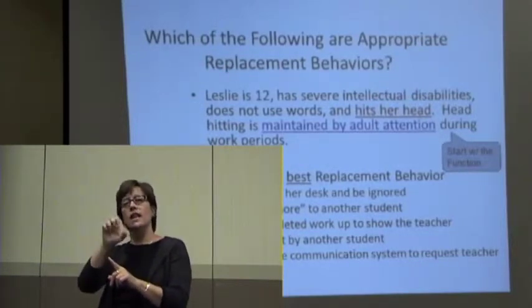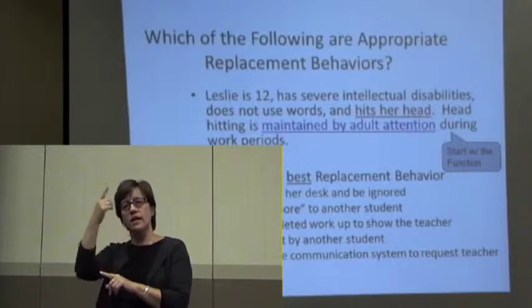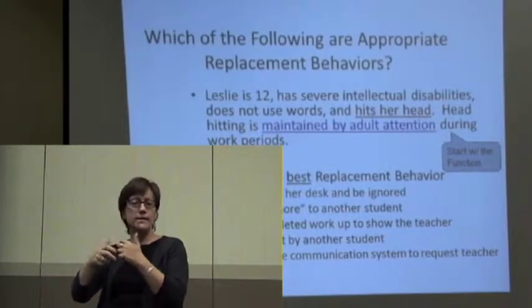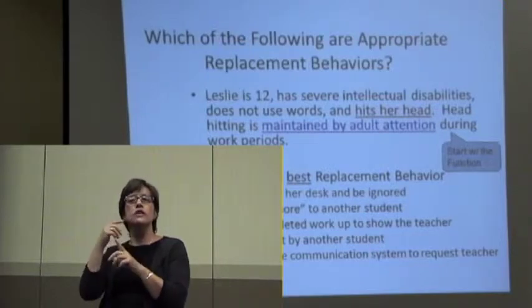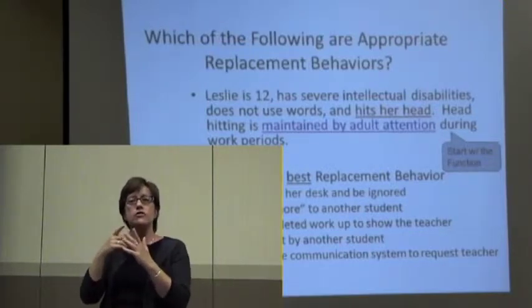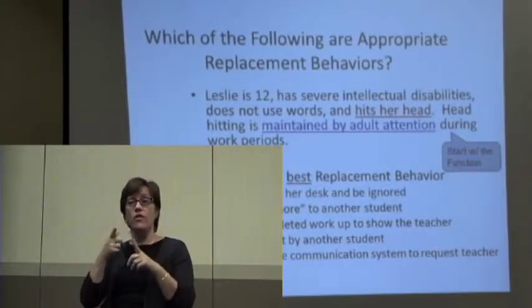Leslie's 12. She has severe intellectual disabilities, does not use words, and hits her head. Head hitting is maintained by adult attention. That's what the FBA tells us, okay, during work periods. So, of course, the function is going to guide us in this process. So I want you to help me choose the best replacement behavior, okay? So hide under the desk and be ignored. Should I teach her how to do that? No, why not? Because the function is adult attention, and hiding under the desk doesn't immediately get you that, right? Okay? So we're going to cross that one out.